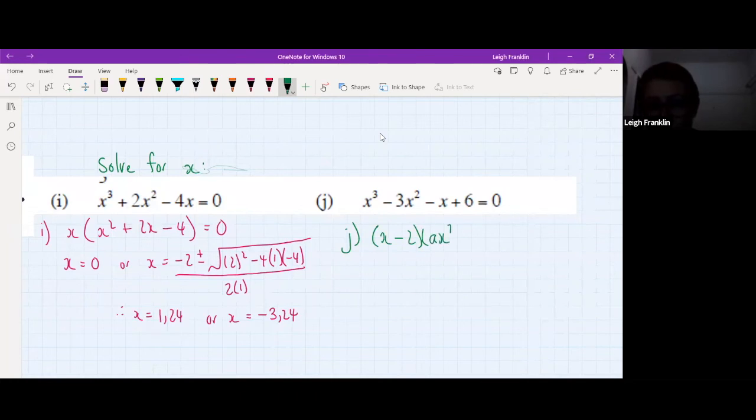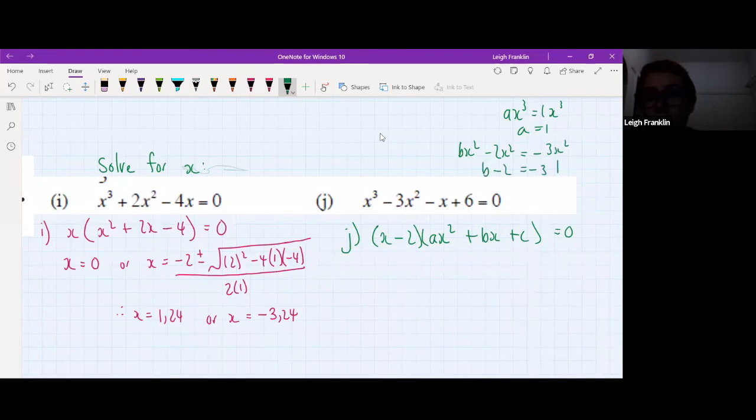So here we would end up with ax squared plus bx plus c equals 0. We would have then been able to work out that ax cubed equals 1x cubed, so a is equal to 1. If we work out b, we've got bx squared minus 2x squared is equal to -3x squared. So b minus 2 is minus 3. So that means that b would be equal to -1. Let's see, Belinda.